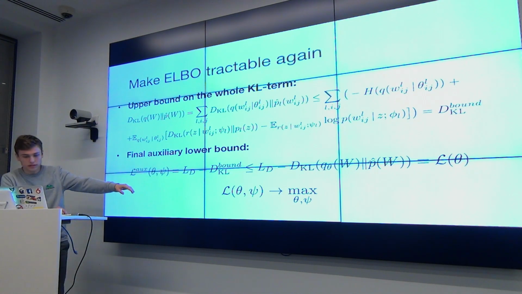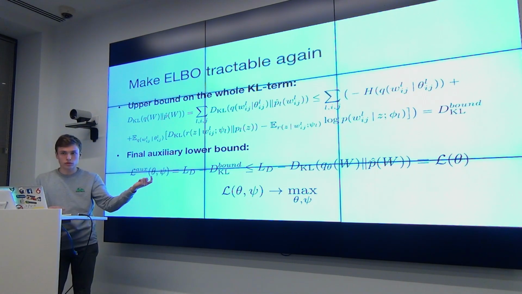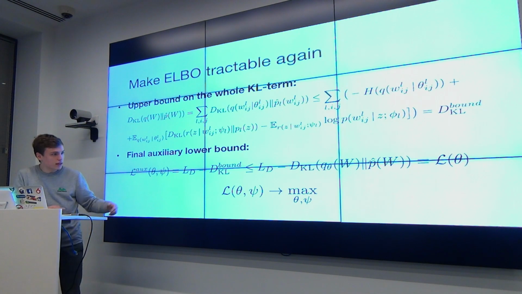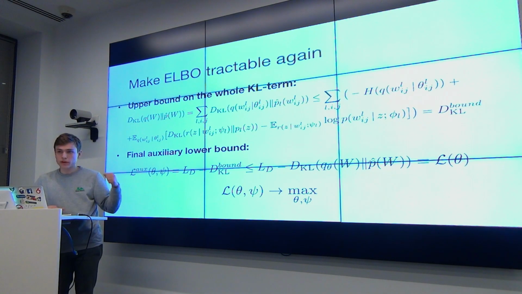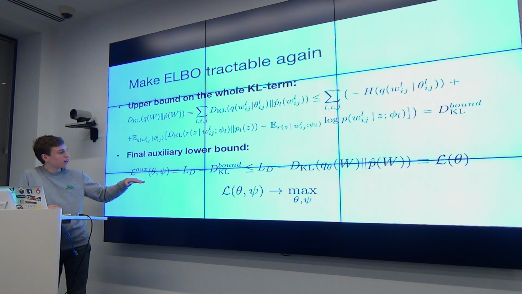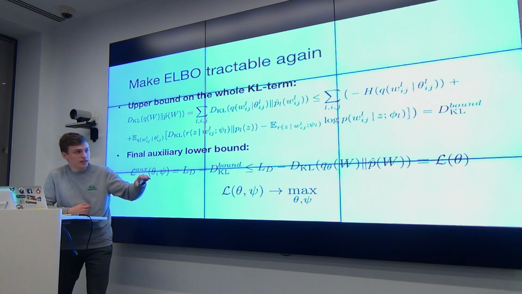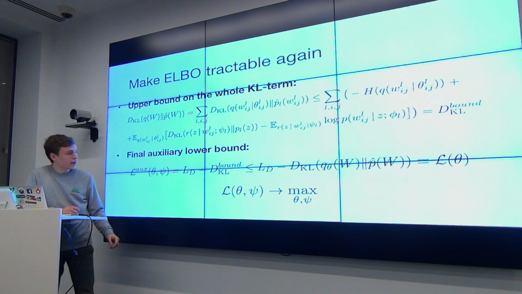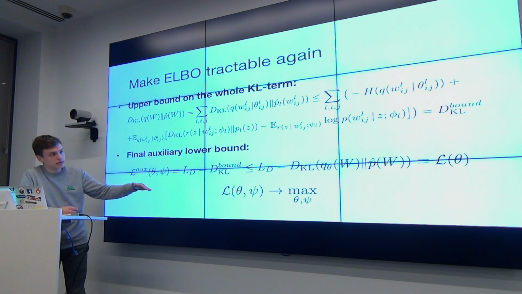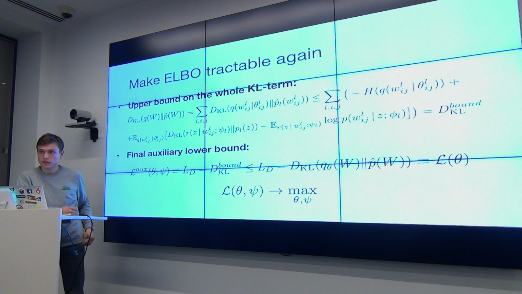And now our auxiliary lower bound depends on two sets of parameters, theta and psi. Optimization with respect to psi makes this lower bound tighter between the auxiliary lower bound and the ELBO. And optimization with respect to parameter theta actually optimizes the lower bound.